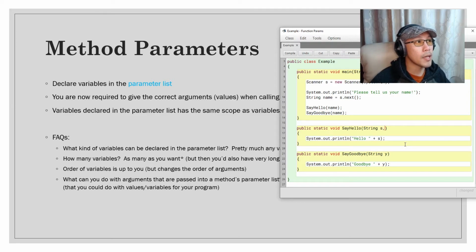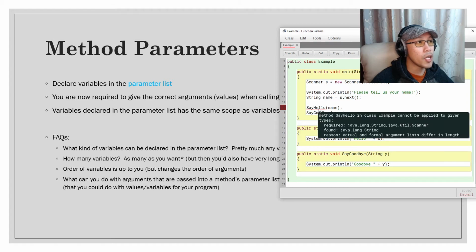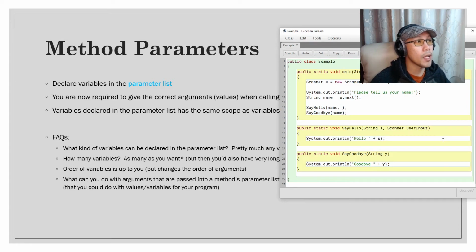So let's say String s, and let's say Scanner userInput. Now we have a String and a Scanner as parameters. All of a sudden sayHello is saying that sayHello requires a String and a Scanner. It found only a String. It also needs a Scanner instance. So now I can say sayHello(name, s), and now it's happy with me.